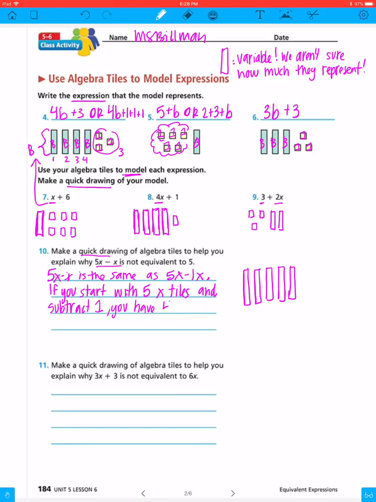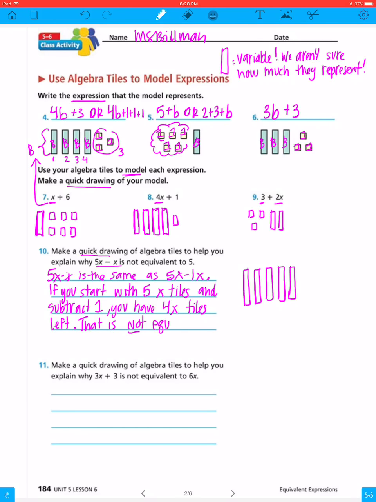And this is a common misconception. A lot of students and adults, teachers, they'll think that the moment you subtract an x like this, you just take away all the x. Well, unfortunately, my friends, you do not. You're actually just taking away 1.